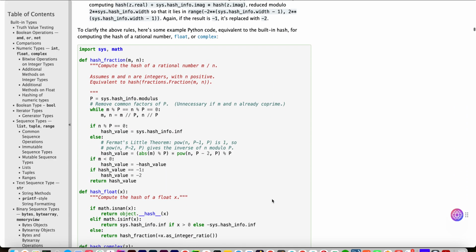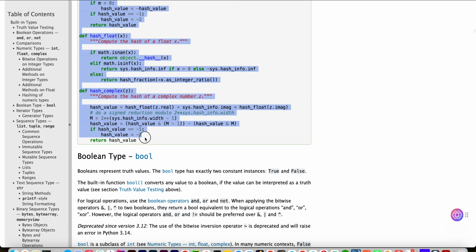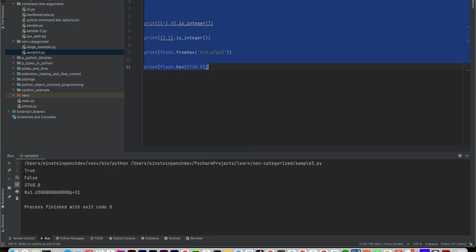To clarify the above rules, here is some example Python code equivalent to the built-in hash for computing the hash of a rational number, float or complex. Import sys, math. Let me copy the program and run it. Let's understand here.